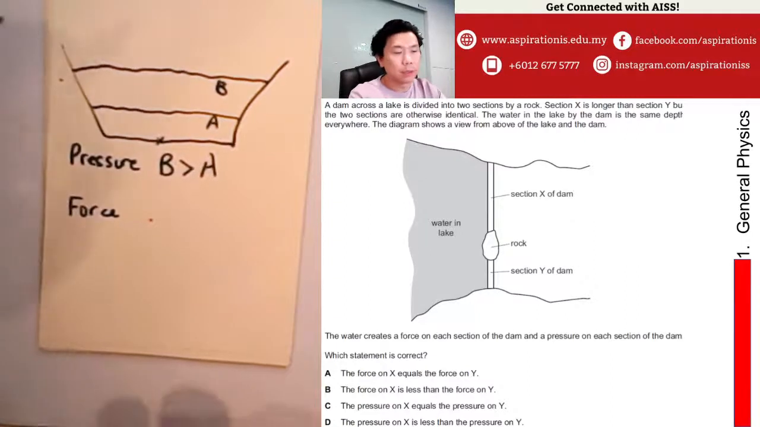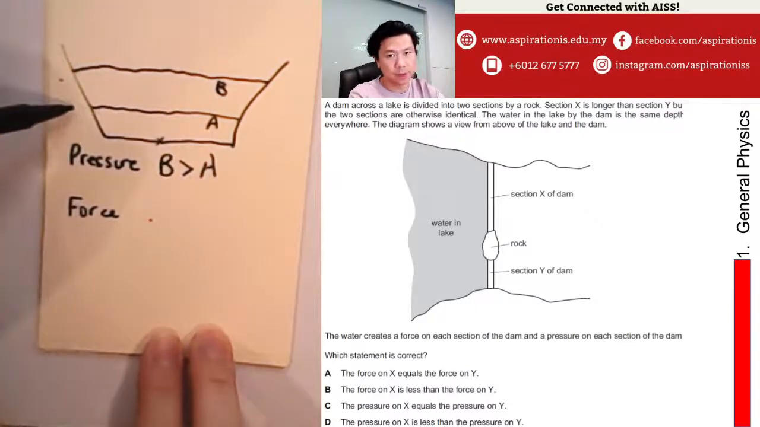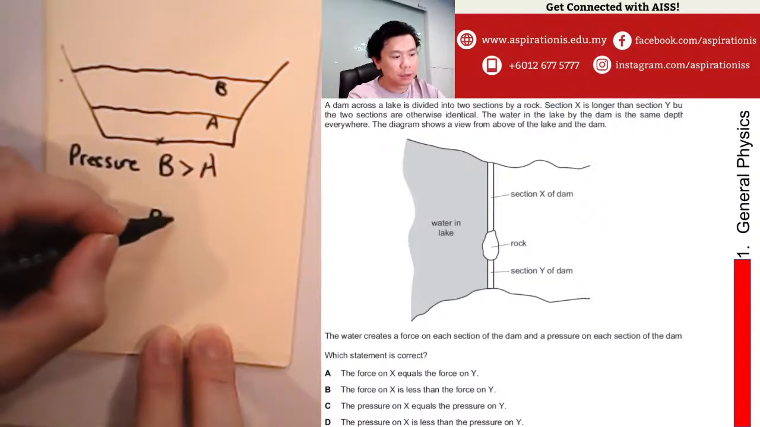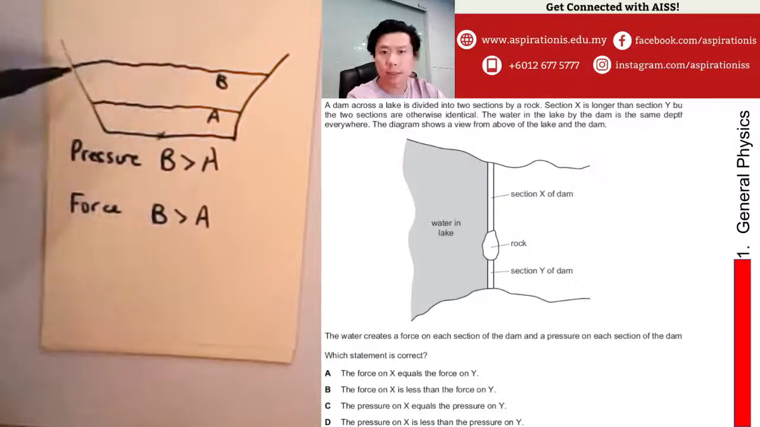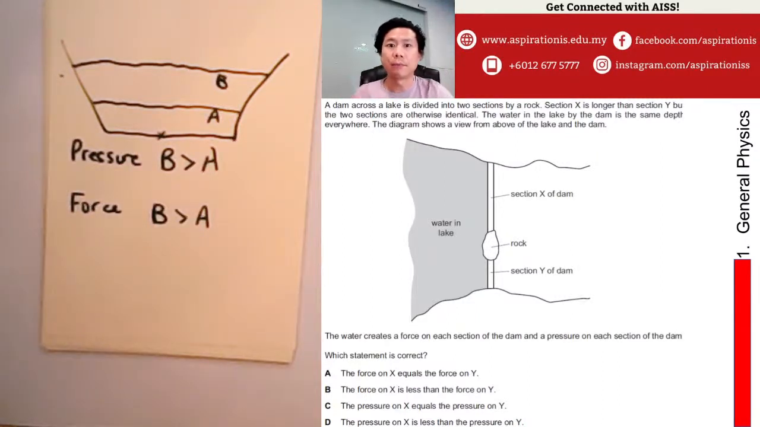Now the force on the surface of B is greater than A as well. Why? Because the water surface of B is greater than the water surface at A. So, long story short, for pressure you look at the depth of the liquid, and for force it is the area. Alright, so we'll move on.